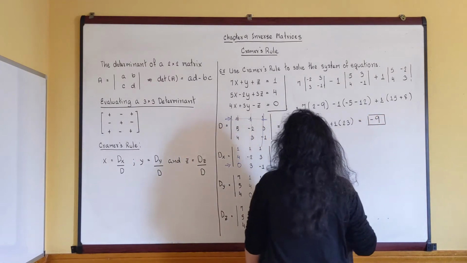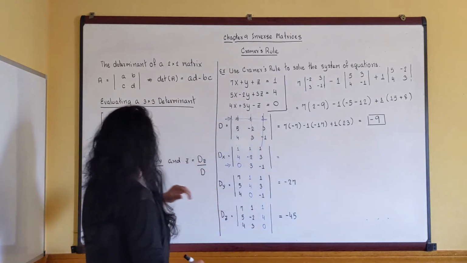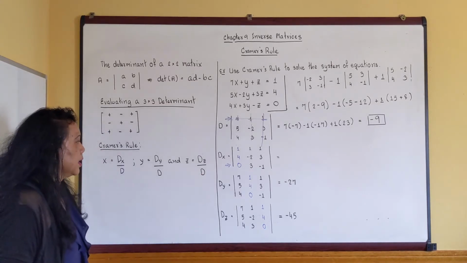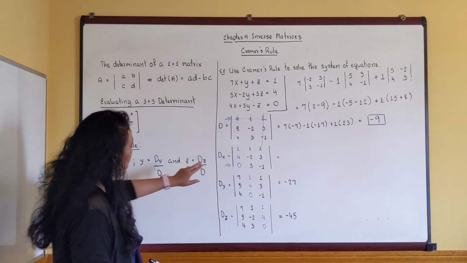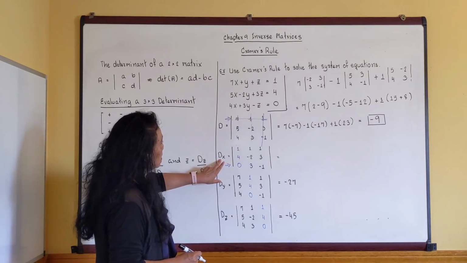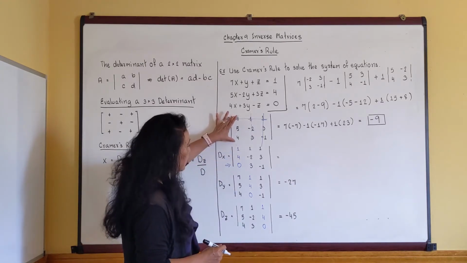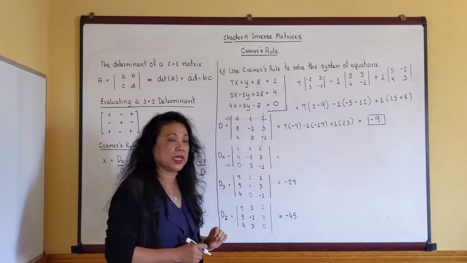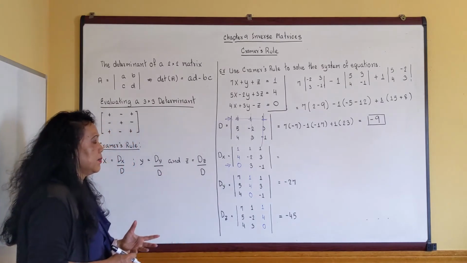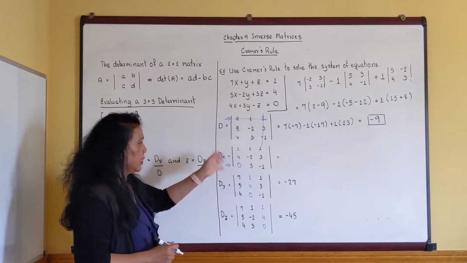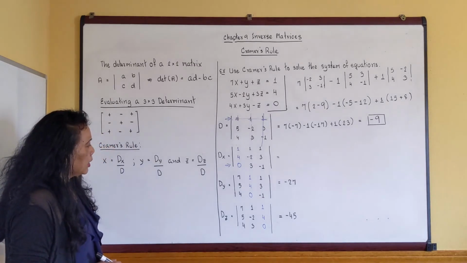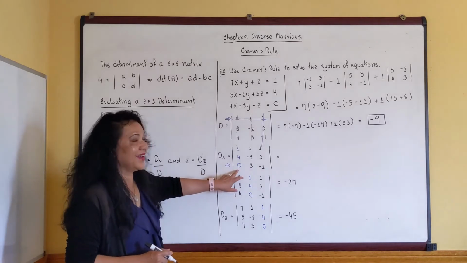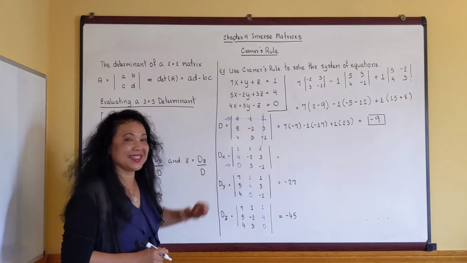So this is your D. And your D is not equal to 0, so you can continue. If your D is equal to 0, you must stop because it will be undefined. Now for dx, you're going to replace the first column, the x column, by the constants and leave everything else the same. You will do the same thing. You can pick any row or any column. I choose to pick the third row, because I see the 0 here, which makes it easy for myself.